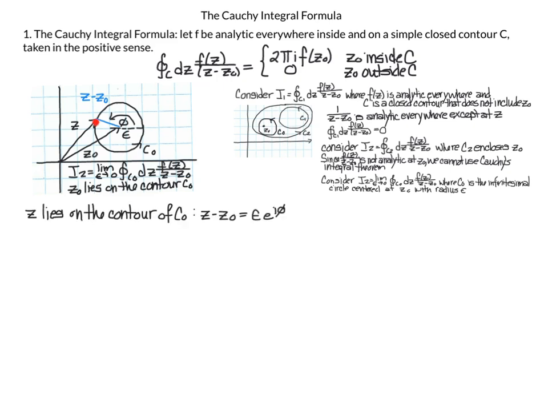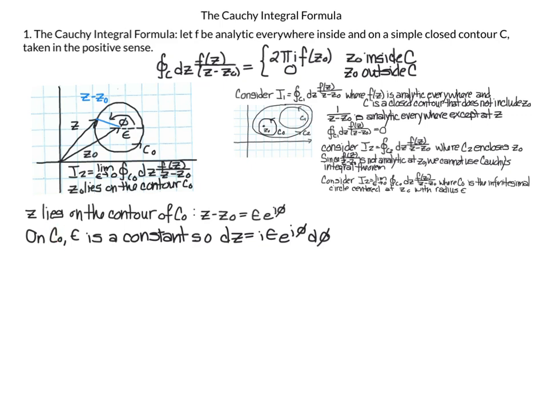Now, since z lies on the contour of this circle, we can write our phasor z minus z naught. Well, that's simply equal to our polar coordinates, or our exponential representation of this vector, which is equal to epsilon, because it has a radius of epsilon, e to the i phi, where phi is the angle between the x-axis and our phasor, z minus z naught.